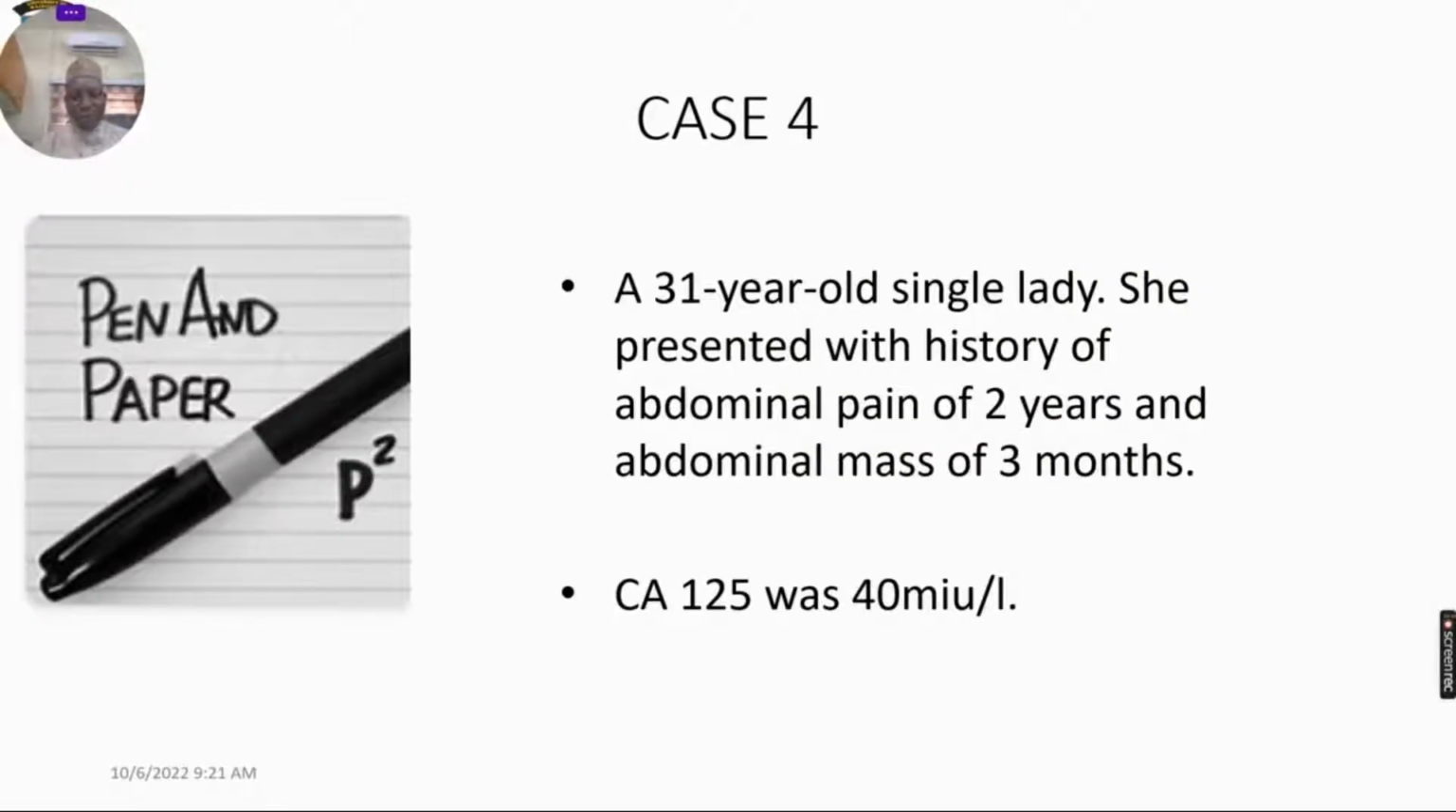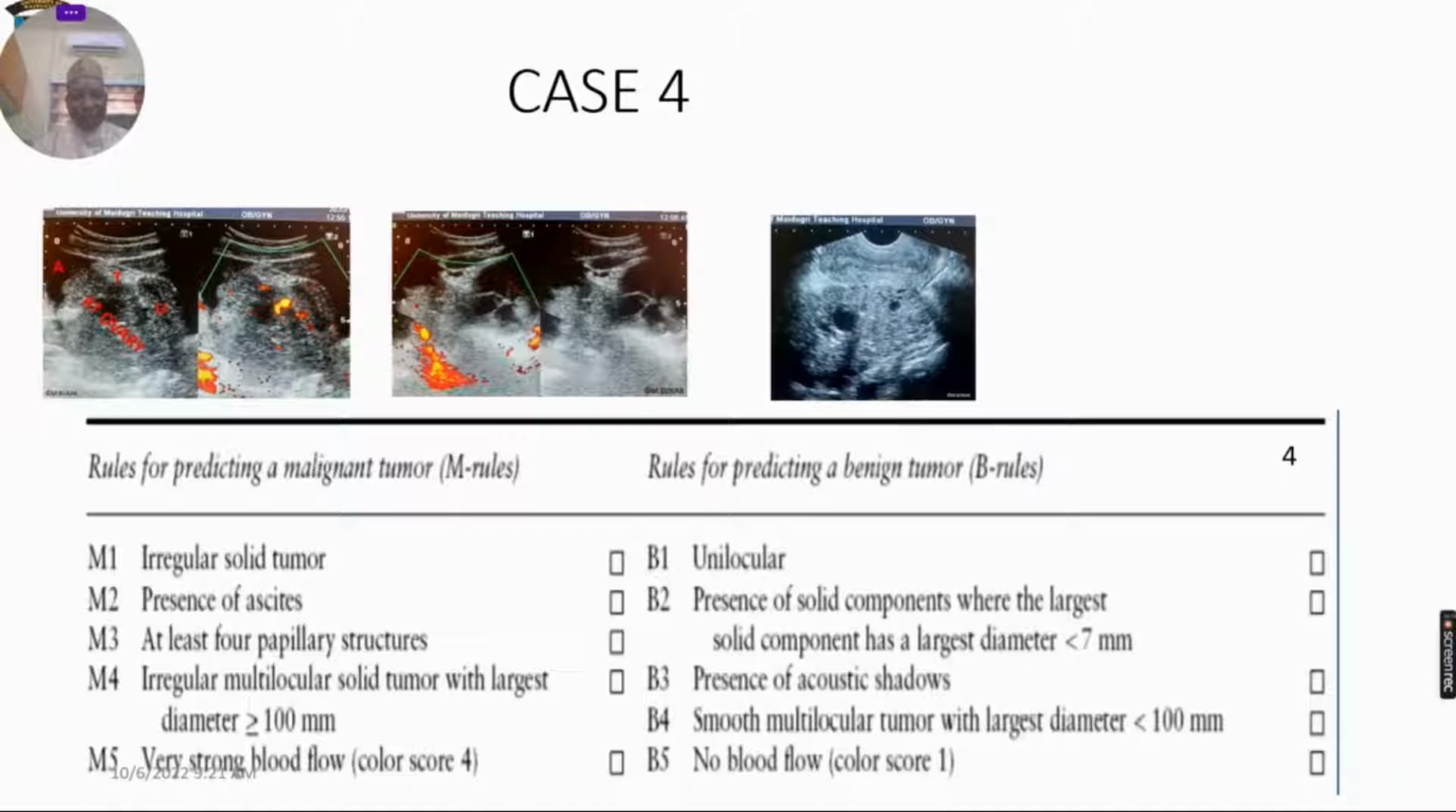Case 4 was a 31-year-old single lady who presented with a 2-year history of abdominal pain and 3 months history of abdominal mass. Her CA125 was 40. These were the transabdominal images, and this was a transvaginal image. We can see that it's an irregular solid tumor with presence of ascites.